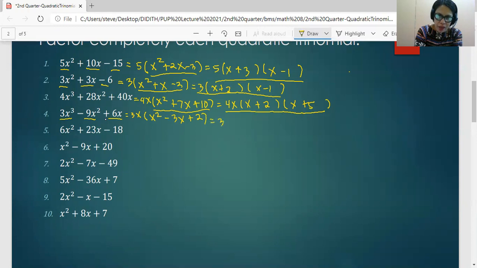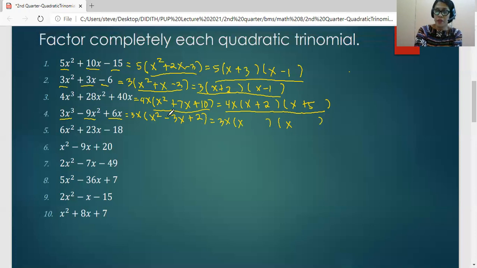And then rewrite 3x. We're expecting two binomial factors, and the factors of x squared are x and x. And then the factors of 2 are 1 and 2 only. But look at the middle term, it's negative. So this is positive 2. The factors of positive 2 are either a pair of positives or a pair of negatives. So we're going to consider a pair of negatives since the middle term is negative. So this one is x minus 1. The other one is x minus 2. And these are the factors for number 4.